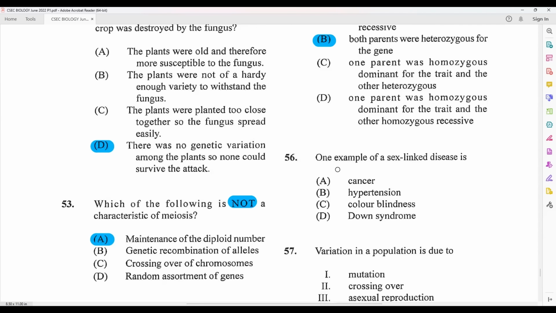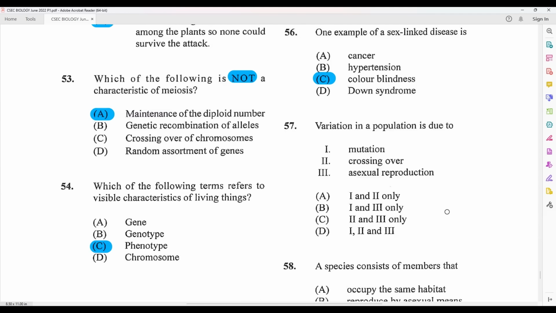One example of a sex-linked disease is, we have cancer, no, that is physiological. Hypertension, again, physiological. Color blindness, that is sex-linked, that is X-linked. And Down syndrome, that's an additional chromosome.